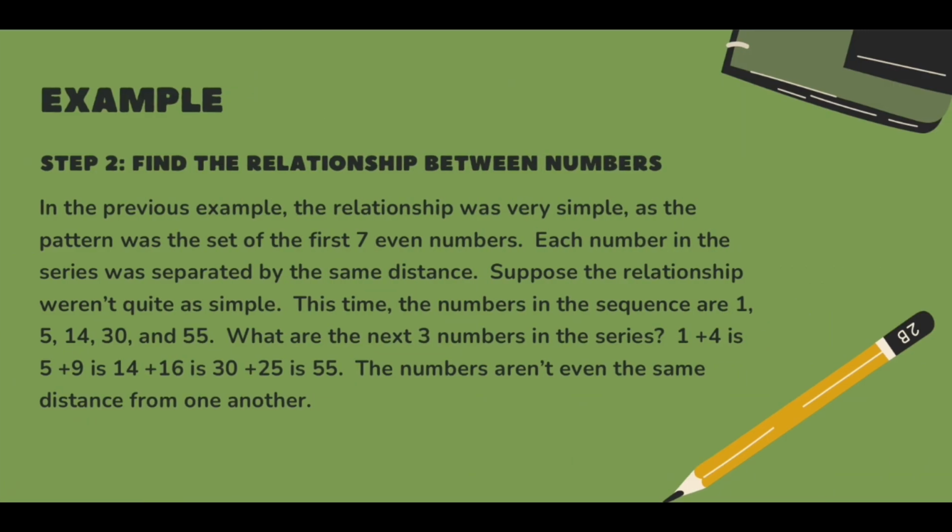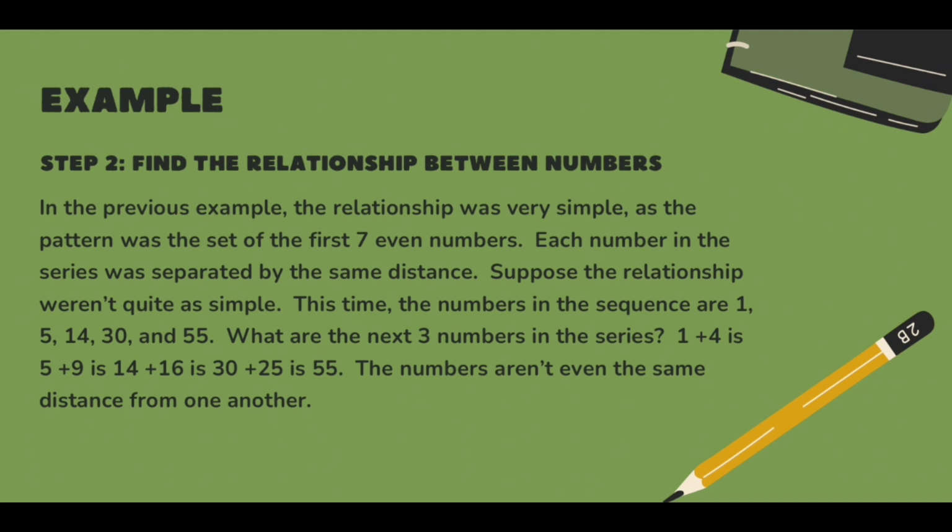Step 2. Find the relationship between numbers. In the previous example, the relationship was very simple, as the pattern was the set of the first 7 even numbers. Each number in the series was separated with the same distance. Suppose the relationship weren't quite as simple.